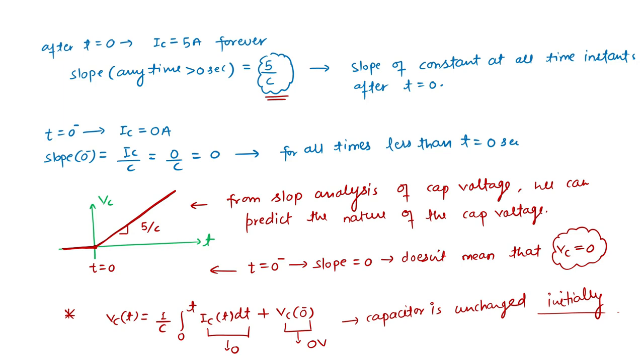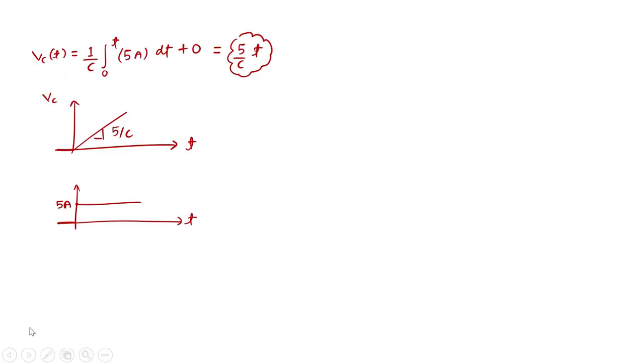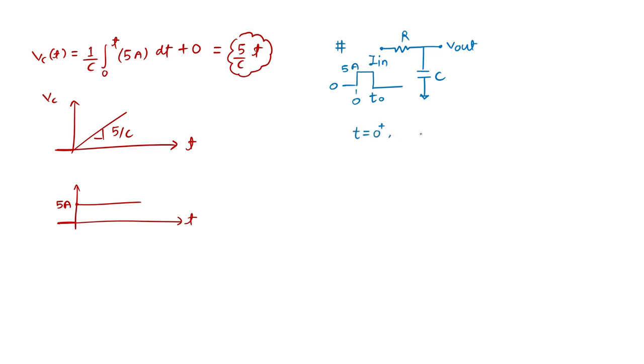Okay, so let me modify the input current. Same thing is here, now if this is my I in, some sort of pulse of 5 ampere, and again after t naught it is 0. One thing we can see, for t greater than 0, t equal to 0 positive, is that the slope is 5 by C, that we have seen as of now.